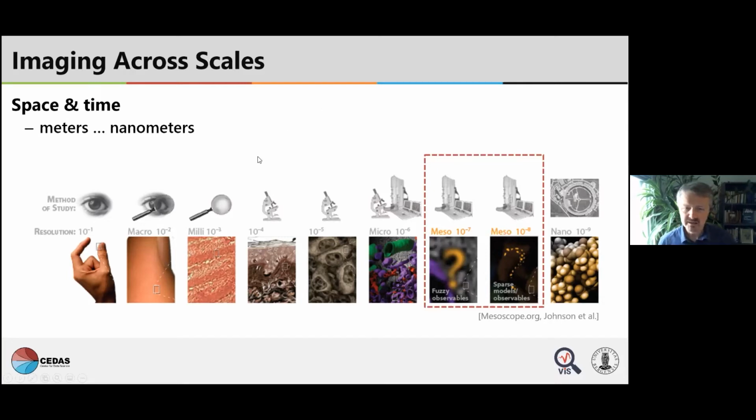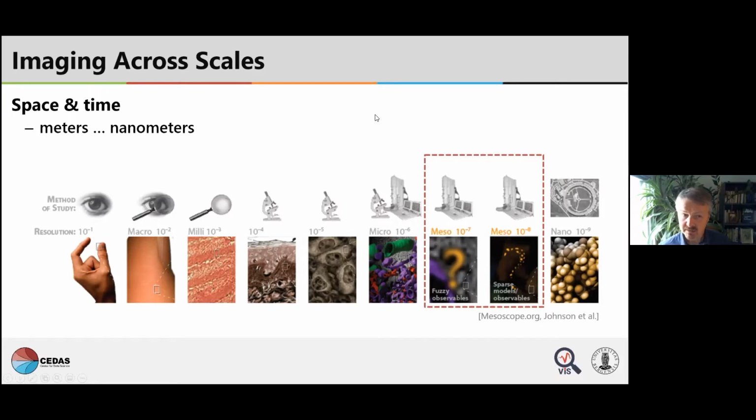On the other side, if we look at the small scales, we have the atomic, the molecular level, and there we have both computational processes that, for example, are numerical simulation, as well as some highly advanced microscopy imaging techniques that give us data from these structures and processes.